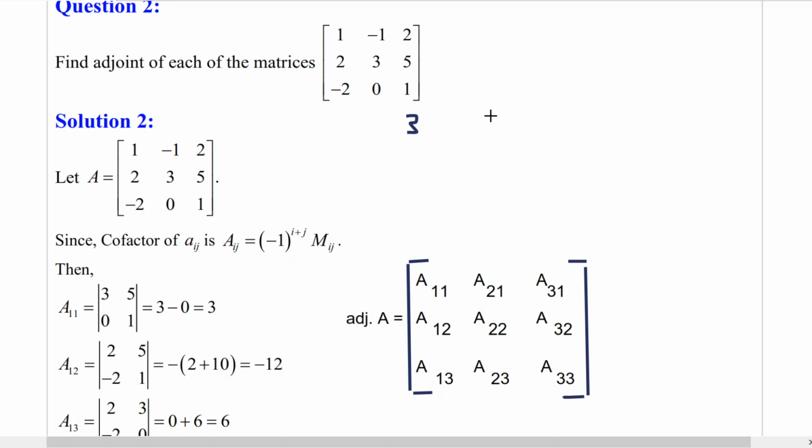So I'm writing minor 1, 2 as 12. I'm not finding the cofactor right now, right? Now I'll hide this 2 by row and column, and I'm left with 2, 3 minus 2, 0. It will be 0 minus 6, that is plus 6, and the minor 1, 3 is 6. Got it? Right.